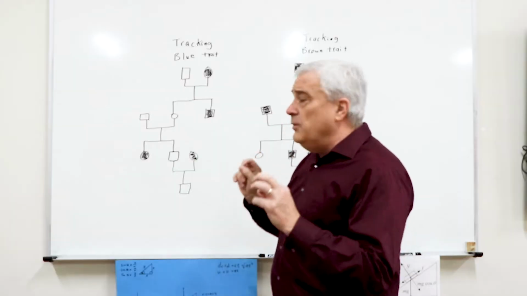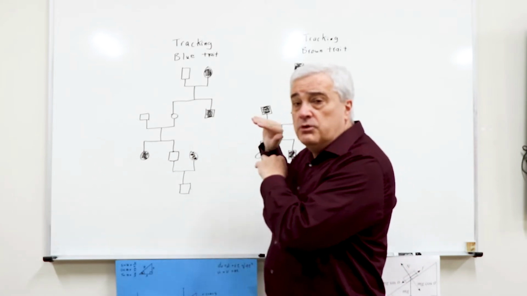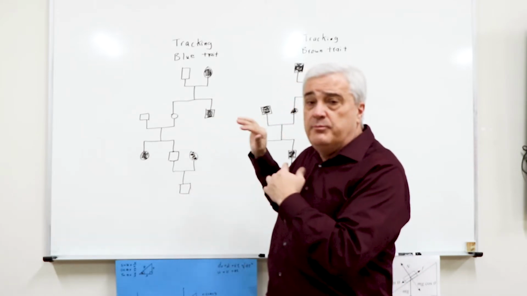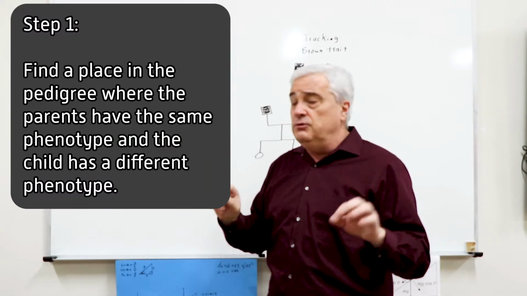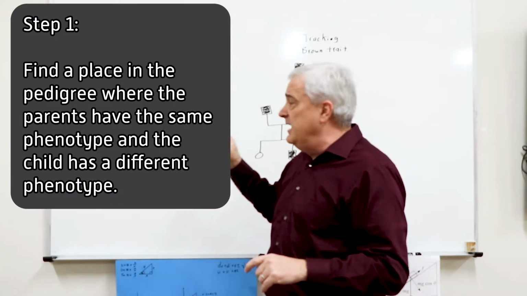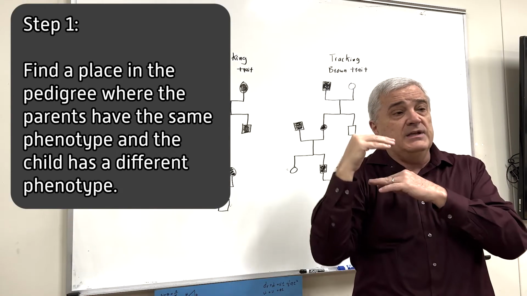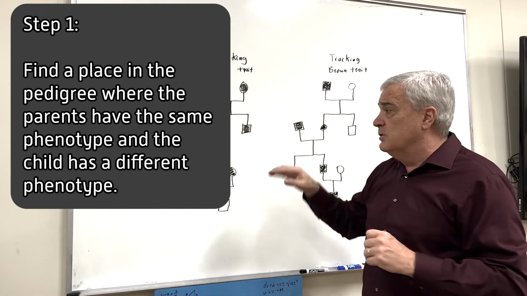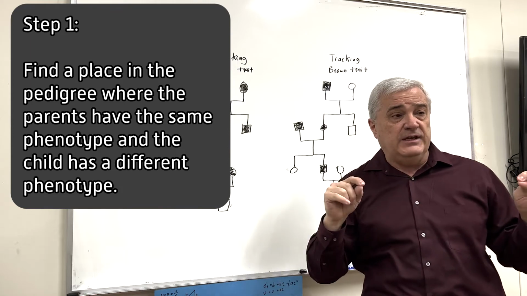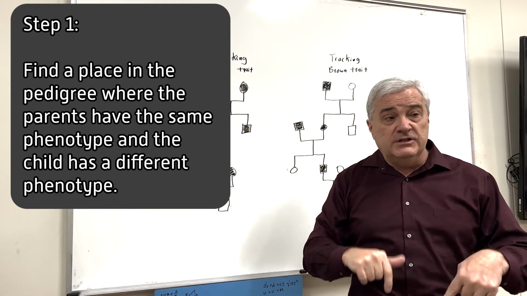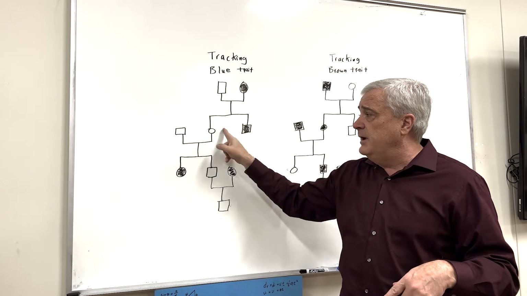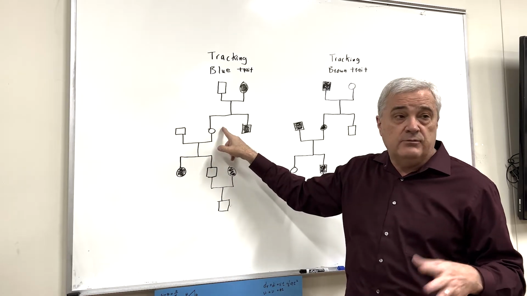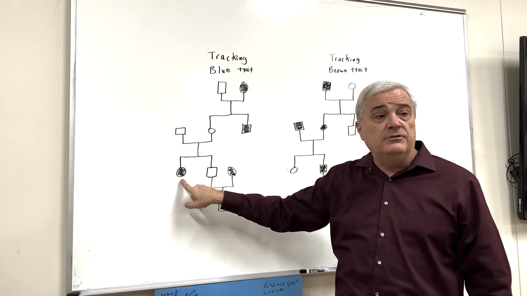Now, in order to solve what I call the puzzle of the pedigree, all we have to do is find one parent set with a child who's different. So parents who have the same phenotype and a child who has a different phenotype, and we're going to find that right here on this one. These parents do not have the blue trait, whatever blue is, and this child does.